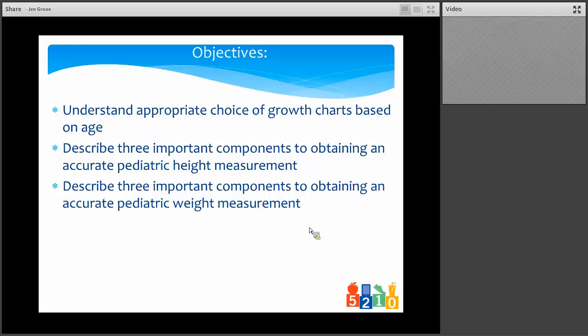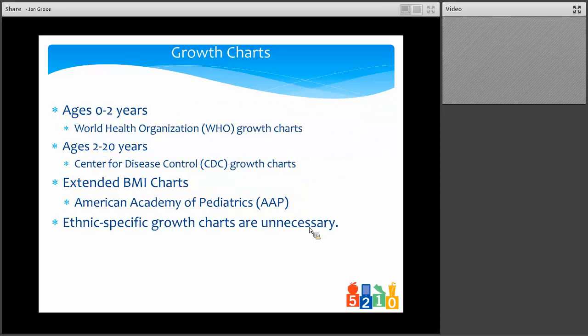So let's just start by reviewing our objectives today. First of all, we want you to understand the appropriate choice of growth charts based on age. Furthermore, we'd like you to describe 3 important components in obtaining accurate pediatric height measurements, and then describe 3 important components to obtaining an accurate pediatric weight measurement. If you have any trouble hearing, please again enter that in the chat box, and Becca and I can make modifications so that you're able to hear everything all right as well.